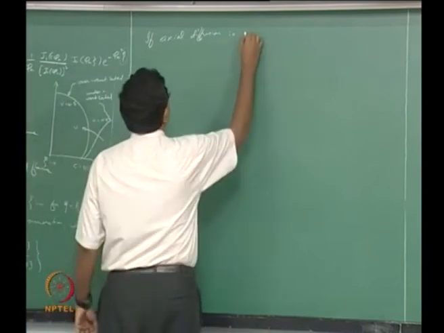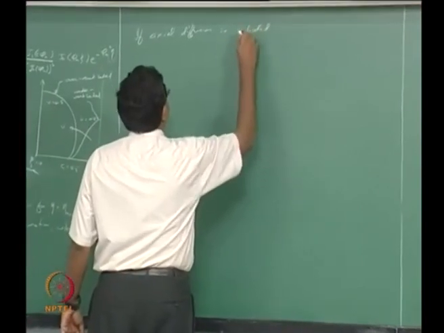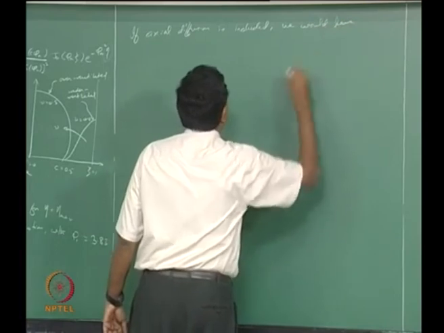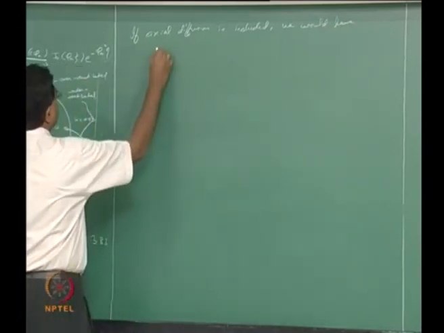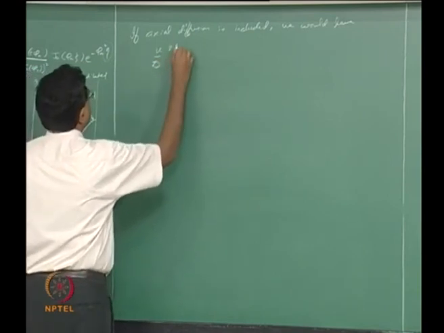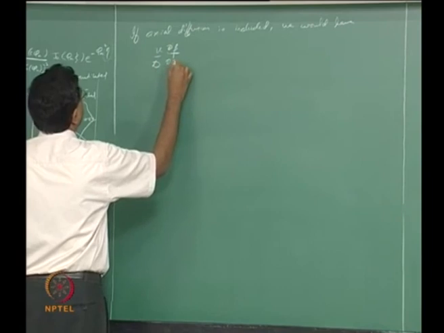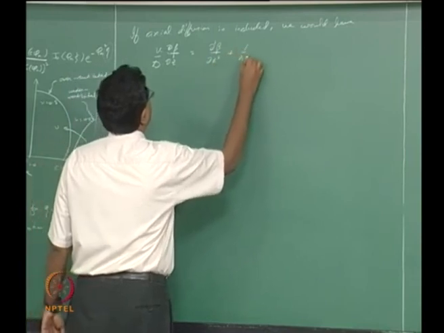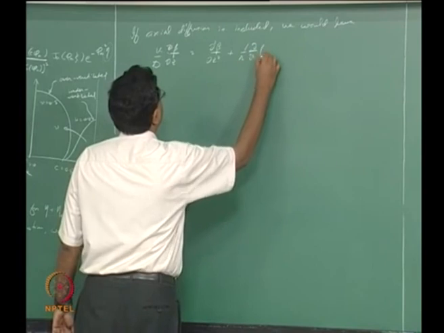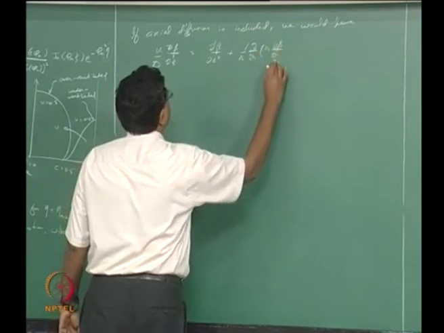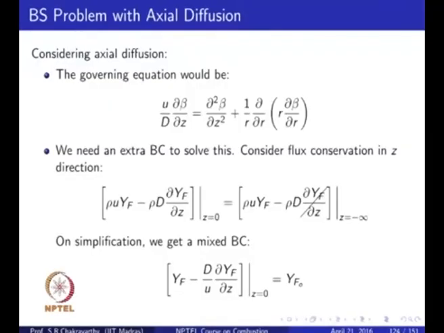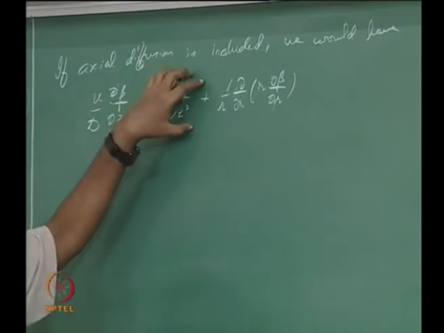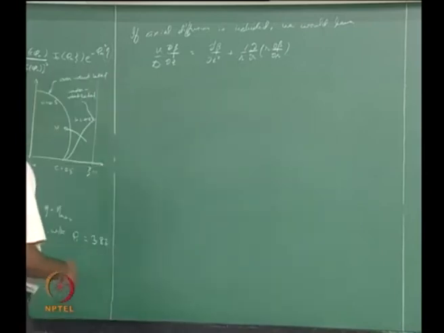Diffusion is included rather than neglected, right? We would have u over d dou beta by dou z equal to dou squared beta by dou z squared plus 1 over r dou by dou r dou beta by dou r. Previously, we did not have this term. We are now trying to keep this, right? So what's the consequence of this?